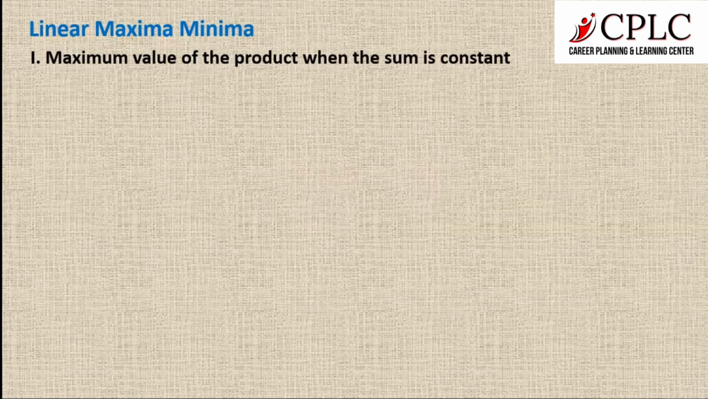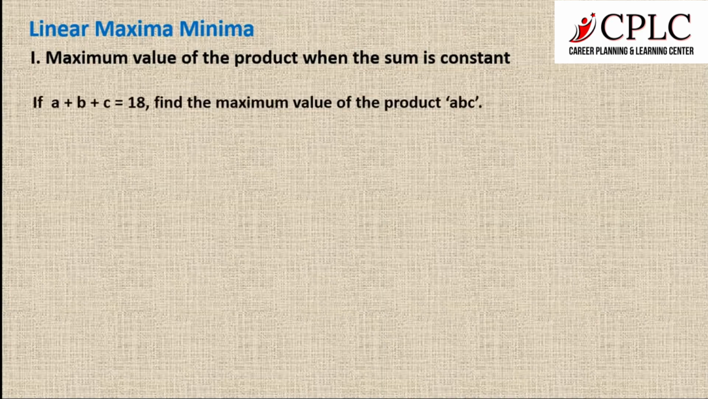The first concept is you will be asked to find the maximum value of the product when the sum is constant. Let's first try and understand what exactly is meant by that with a very simple and easy example. Suppose a plus b plus c is 18 given, and we are supposed to figure out the maximum value of the product abc. Same three numbers, their sum is given as 18, which is constant.